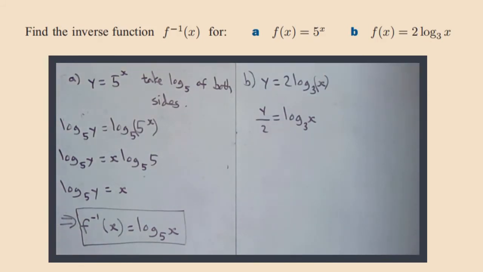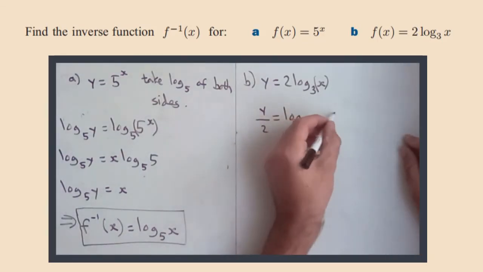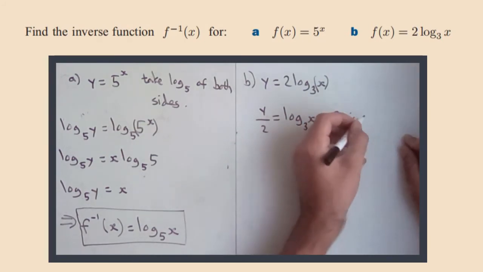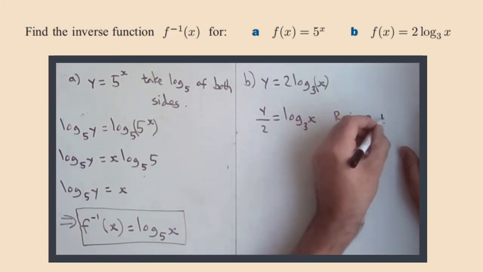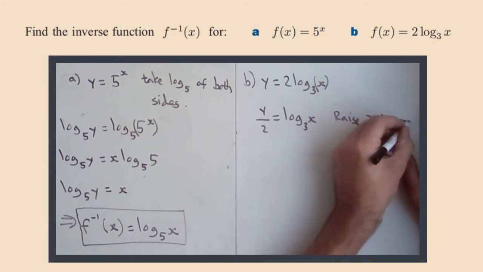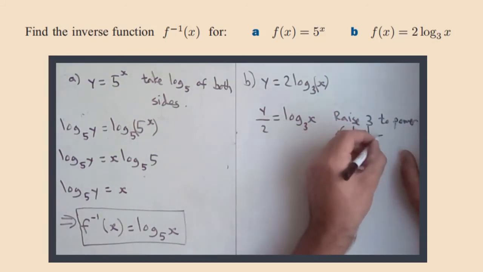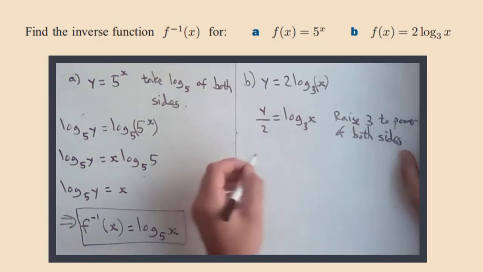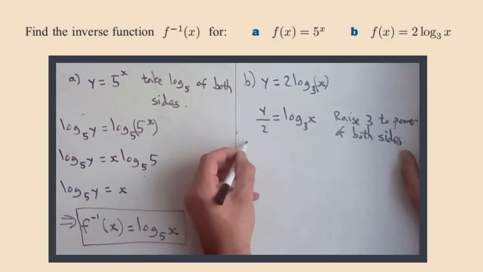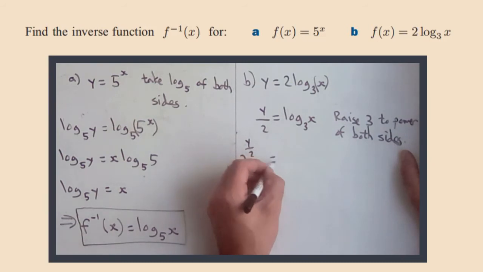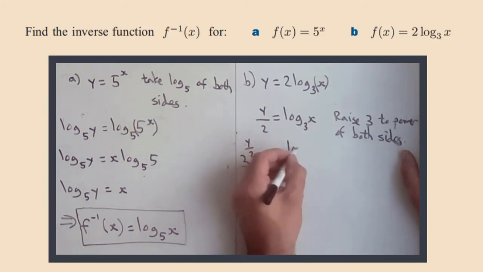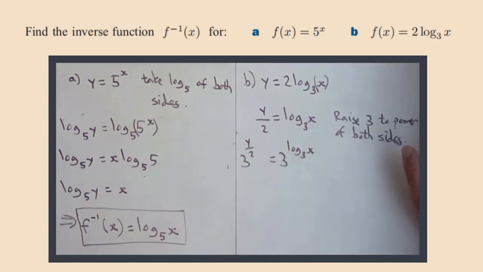So now I want to undo this log. The way to undo a log is you take the base 3 and you raise it to the power of both sides. So raise 3, which is the base, to the power of both sides. That's going to say 3 to the power of y over 2 equals 3 to the power of log base 3 of x.